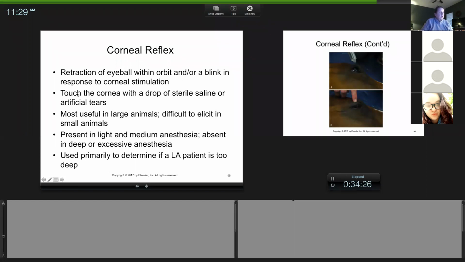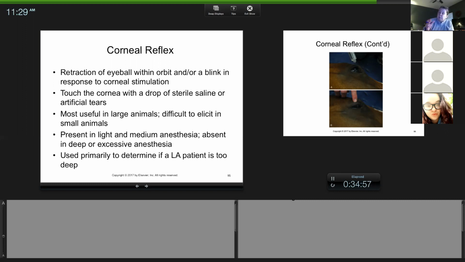Now, you can use it in horses. They usually just drip some saline onto the eyeball and see if the horse kind of pulls the eye back or blinks. When we've done this in dogs, especially with head trauma, we'll take a sterile Q-tip, moistened, don't use dry. We'll put saline on it and use the moistened Q-tip to touch the cornea. So I've seen people do the drops and I've seen people use the moistened.